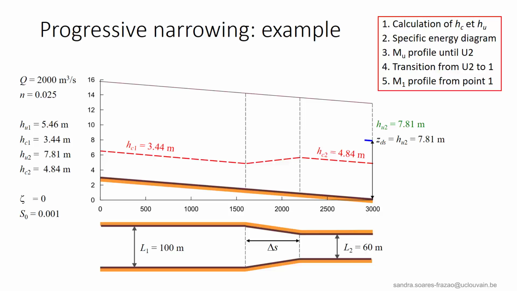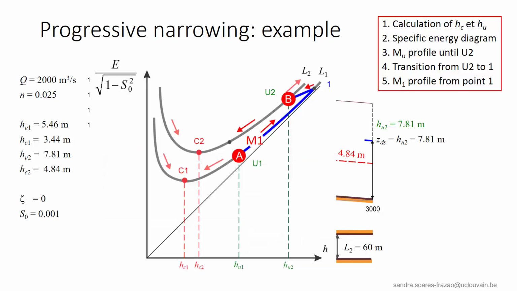Consider this channel with a progressive narrowing from 100 meter to 60 meter over a distance delta S of 600 meter. After calculating the normal and critical depths, we represent a specific energy diagram with the two curves corresponding to the two different channel widths. This allows us to identify the water profiles that will develop.